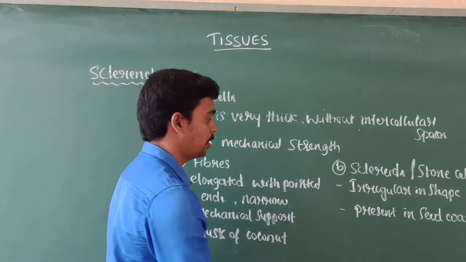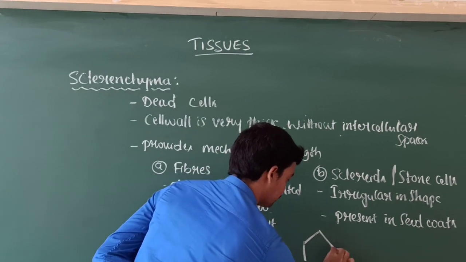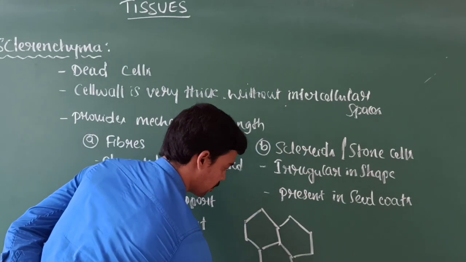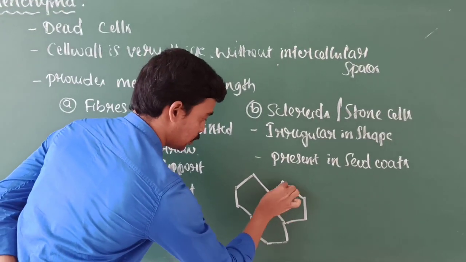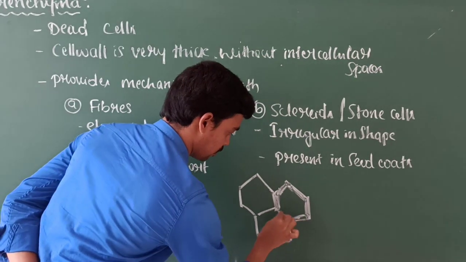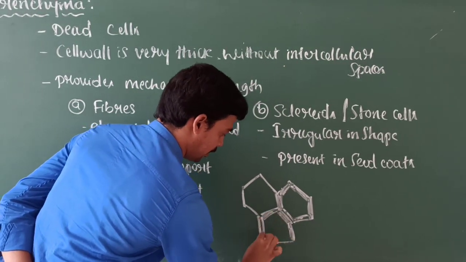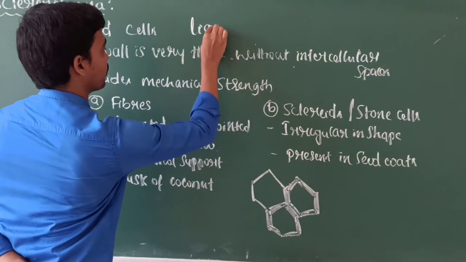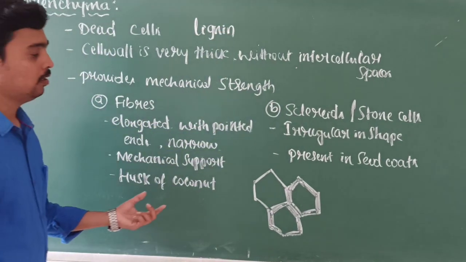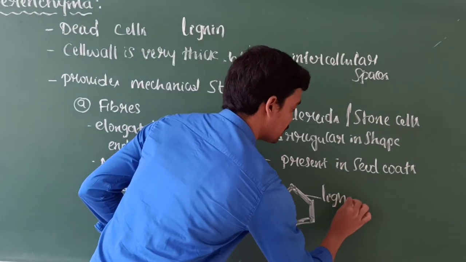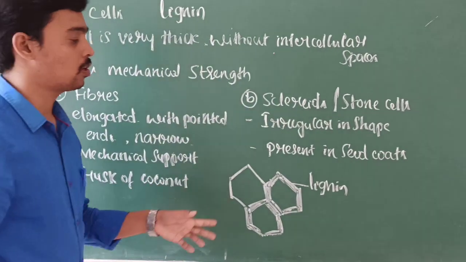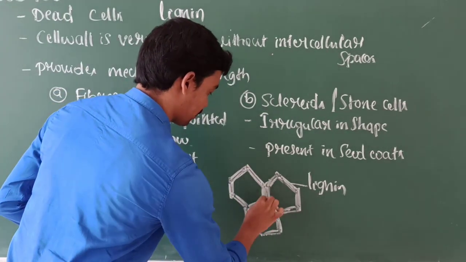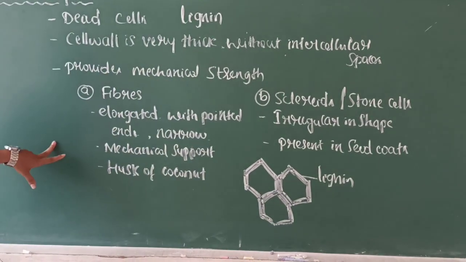And the arrangement of the cells may be like this. Here the cell wall is very thick, and the cell wall material is lignin. If the cell wall is made up of lignin, it is called a lignified cell wall, and it is very thick. This is the nature of the sclerenchyma tissue.